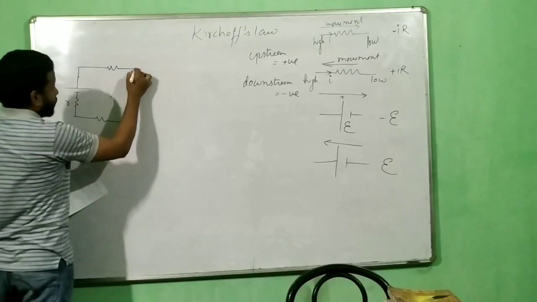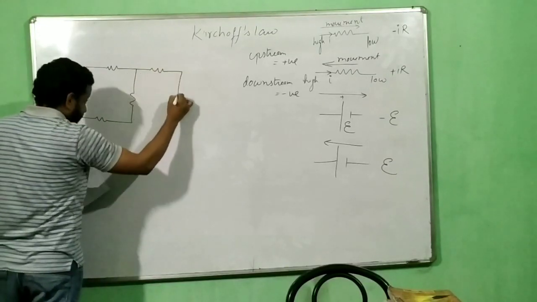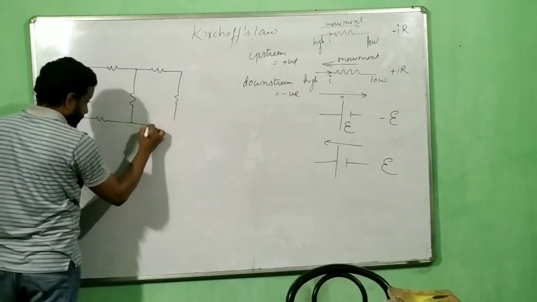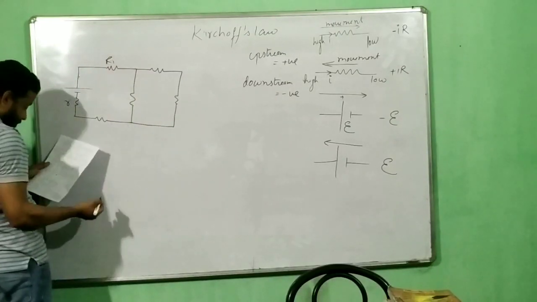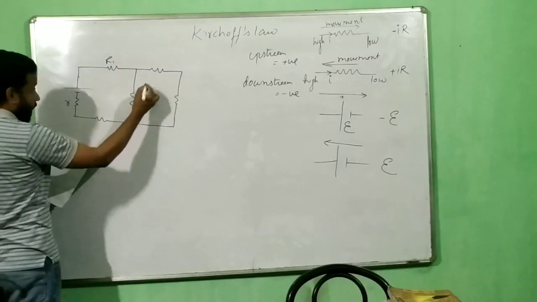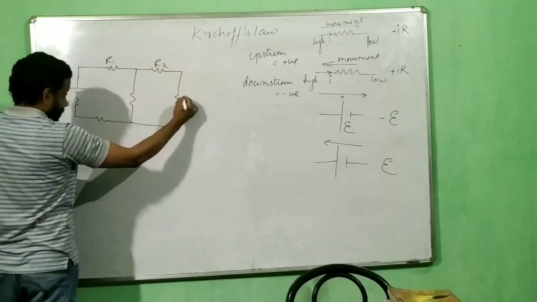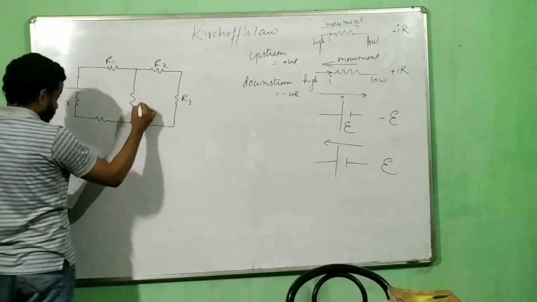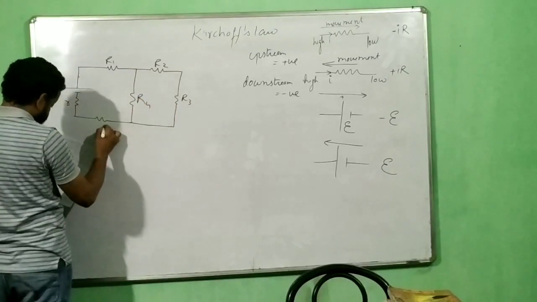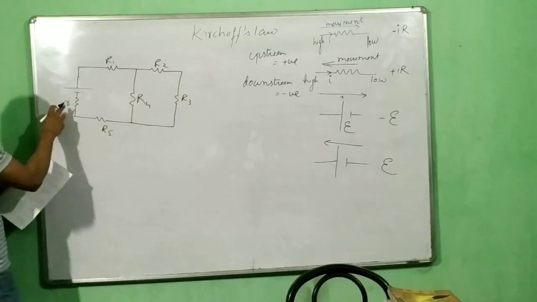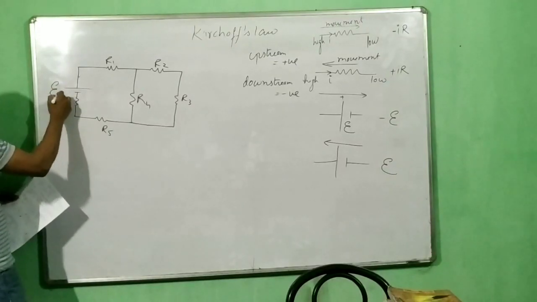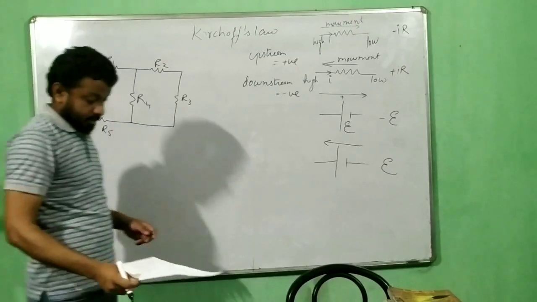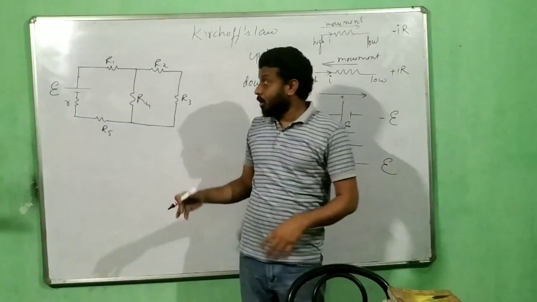This many resistances they don't give in the exam. I am taking so that each time you learn something. So this is my R1, this is my R2, this is your R3, this is your R4, and this is your R5. And this is your internal resistance R of the EMF, and EMF is, let us say, E. Okay, now how do we do that?